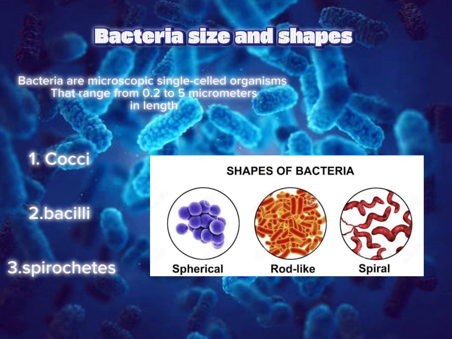Now we will talk about bacteria size and shapes. Bacteria are microscopic single-celled organisms that range from 0.2 to 5 micrometers in length. And we have 3 shapes for bacteria. The first one is the cocci. It is round or oval-shaped bacteria. Number 2 is the bacilli. It is cylindrical or elongated bacteria. And the last shape is the Spirochetes. It is flexible helical bacteria with a corkscrew motion.